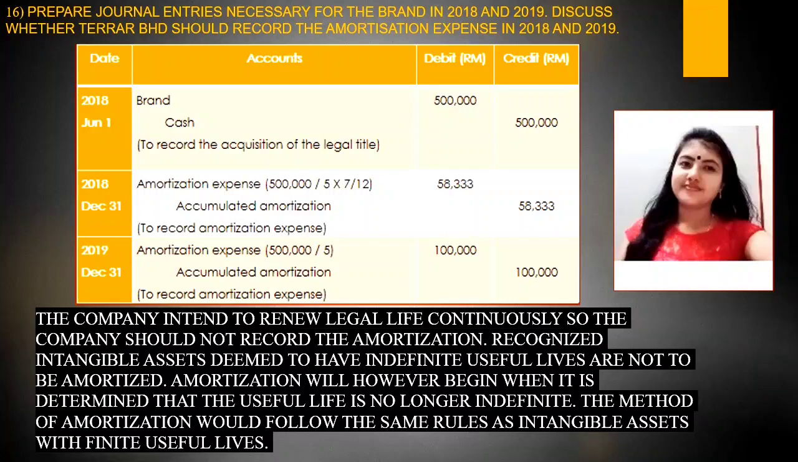Discuss whether Terhar Berhad should record the amortization expense in 2018 and 2019. The company intends to renew the legal life continuously, so the company should not record the amortization. Recognized intangible assets deemed to have an indefinite useful life are not to be amortized. Amortization will, however, begin when it is determined that the useful life is no longer indefinite. The method of amortization will follow the same rules as intangible assets with finite useful life.